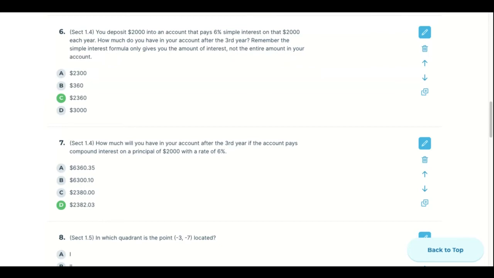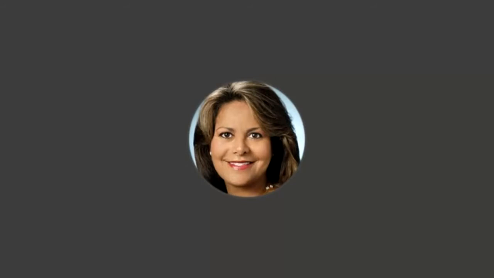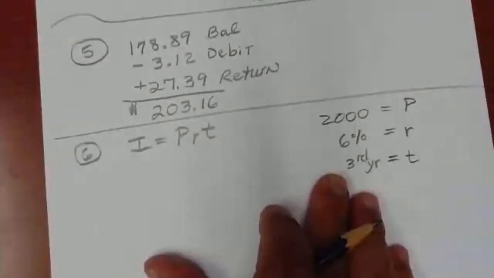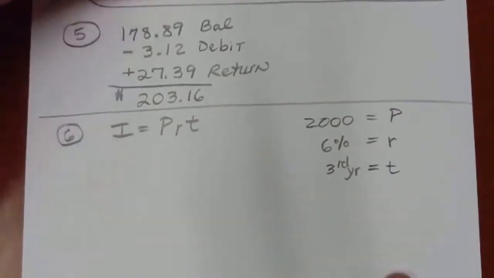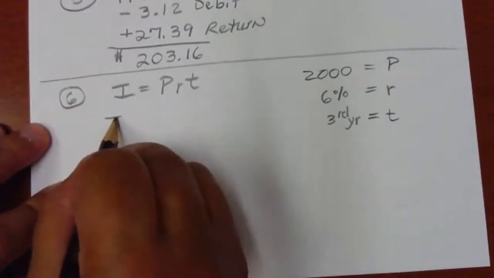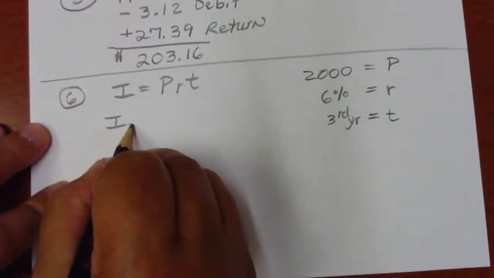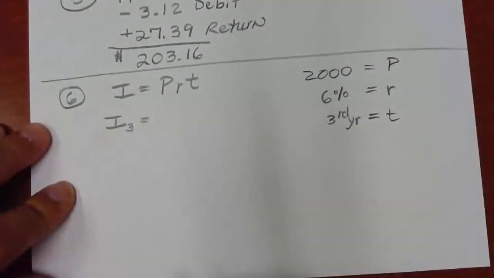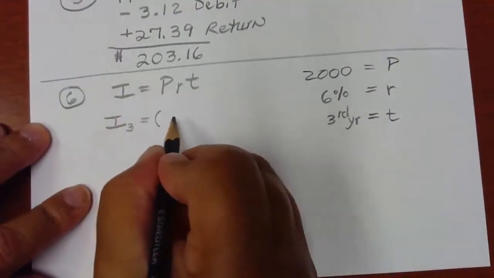Okay, I'm going to switch over to my camera. Okay, here's the information that I just grabbed off of that page. Everything I need to get this problem done. So we're going to do the interest after 3 years. You don't have to hang the 3 over there. It's just a little notice to show what I'm doing.